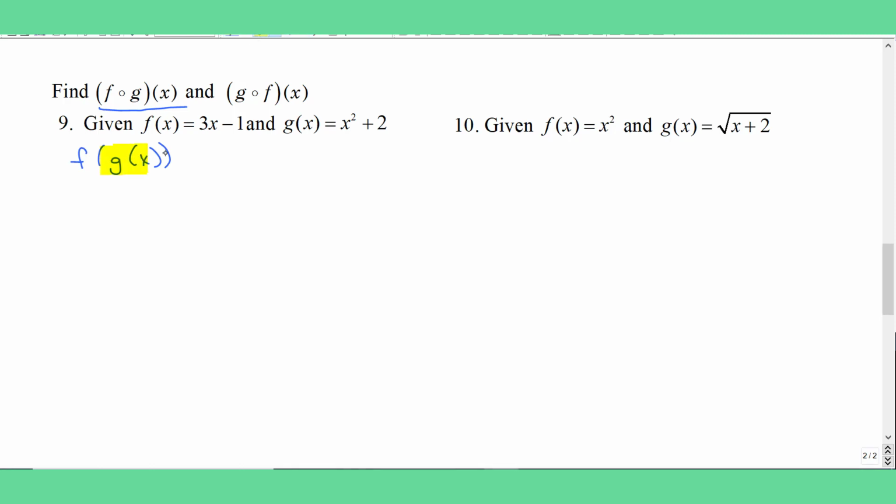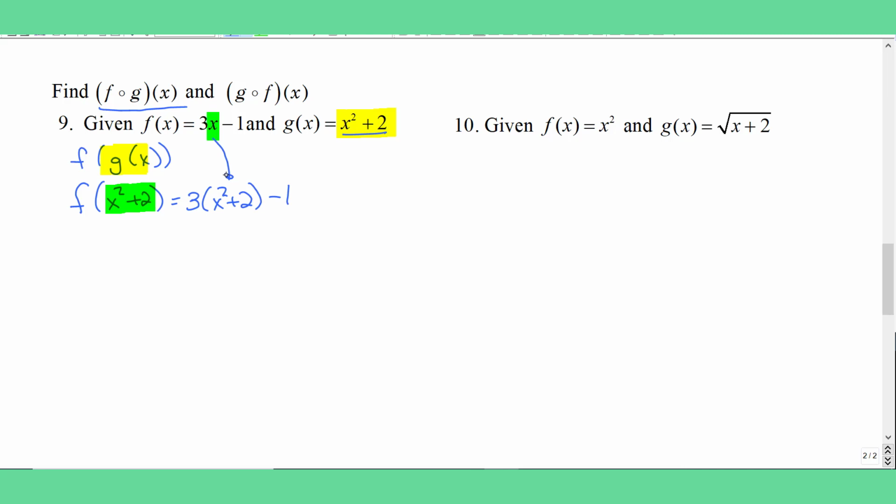Well, what is g of x defined as? x squared plus 2. So I'm going to replace g of x with the definition of x squared plus 2. Now we've done this before. What does that mean? This means to take x squared plus 2 and replace x in the f function. So this is 3 times (x squared plus 2) minus 1. Again, replacing x with a different expression, x squared plus 2.